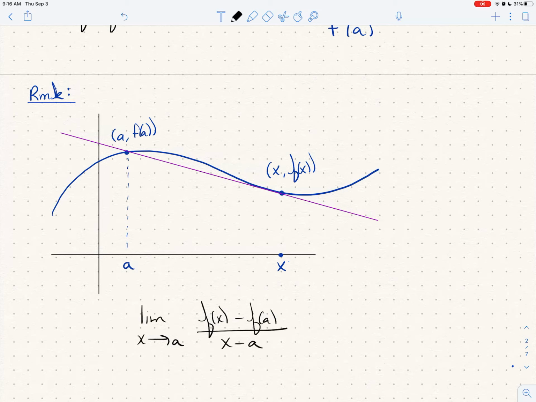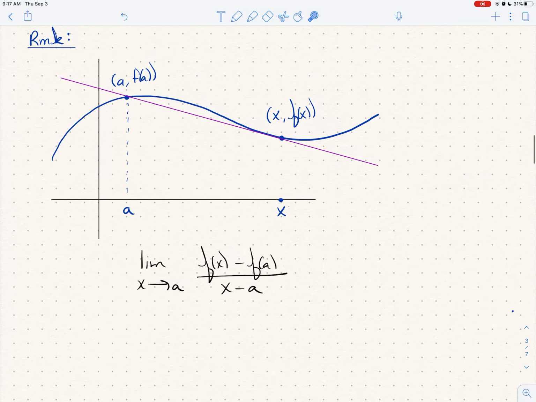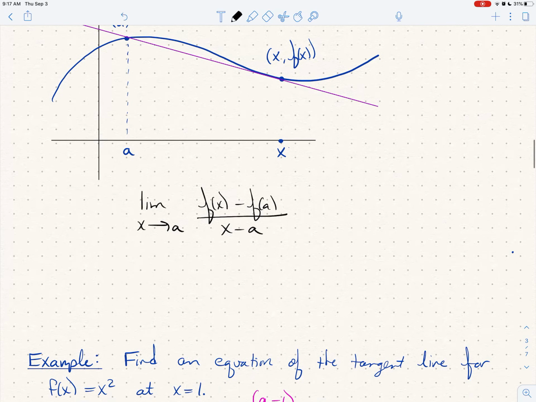As x gets closer and closer and closer to a, it's exactly the same picture, right? You can imagine this point moving, and the secant lines are getting closer and closer and closer to the tangent line. So same story, it just looks different. So this limit is exactly the same thing as the limit as h goes to 0 of f of a plus h minus f of a, all over h.